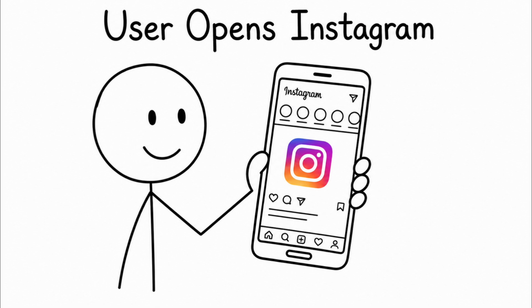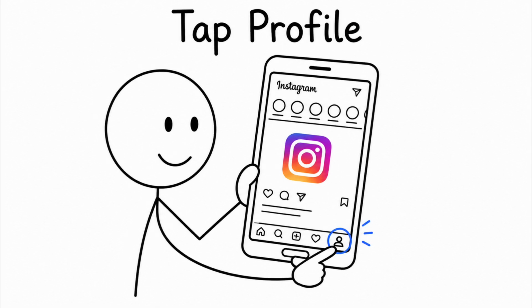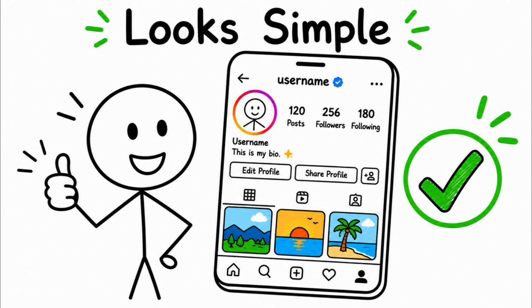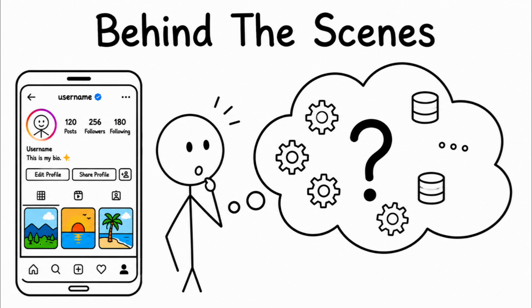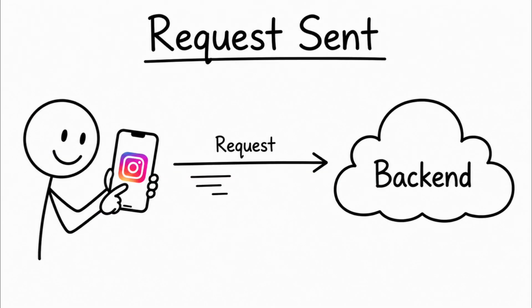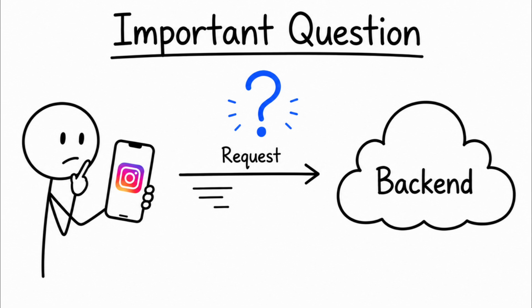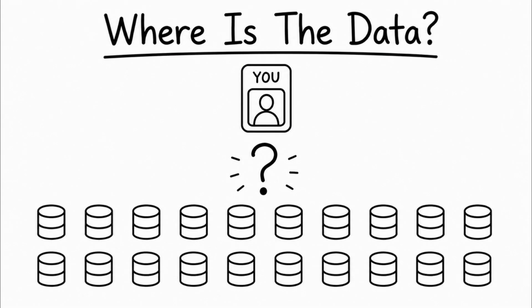Imagine you open Instagram right now. You tap your profile icon. For you, it feels simple. Tap. Wait a fraction of a second. Profile appears. Done. But internally, many things happen. Your phone sends a request to Instagram's backend. Now the system needs to answer one important question. Where is this user's data stored?